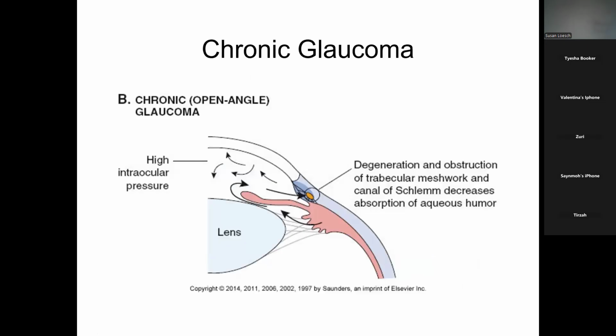Chronic open angle glaucoma is slow. That's going to be a slow process, okay? So you have degeneration or obstruction of that trabecular meshwork or that canal of Schlemm. Again, they can open up the canal of Schlemm. They can try to put an opening there to help it drain. Sometimes they'll replace the trabecular meshwork. It really depends on what is the issue there.